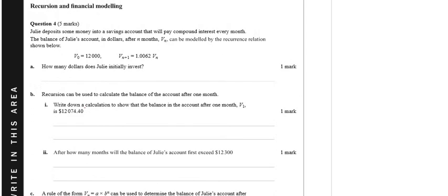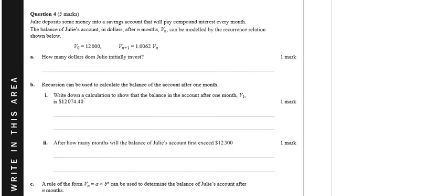So this video is an explanation video for Further Mathematics written examination 2 for year 2018, and it focuses on the topic of recurrence and financial modeling. It starts from page 11, question 4. First part of question 4: how many dollars does Julie initially invest?